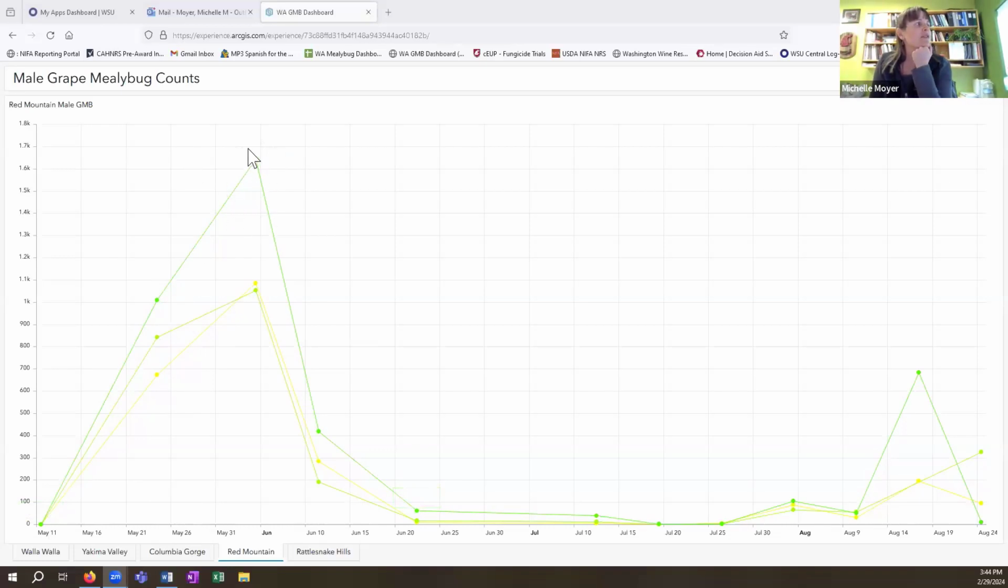So something to think about. Or when you start to see that first dip in peak flights. But when we start to see lots of numbers, you're probably there. You're getting there, yeah. Exactly. And that's for grape mealybug only, right? I'm not talking about vine mealybug at all today. No vine today, just grape. Just grape.